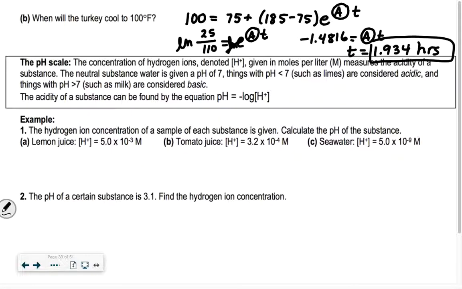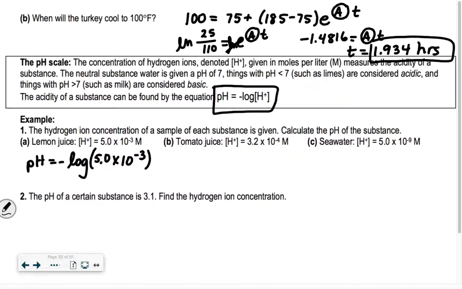All right, so anyway, pH scale, this is the easy one. The pH scale equation is very easy. It's negative log of H plus. I think you could probably memorize that one. It says the hydrogen ion concentration of a sample of each substance is given. So this is our H plus. It's in the little brackets because it's an ion. Don't let that bother you. So it's going to be pH equals negative log of that number, 5.0 times 10 to the negative 3.